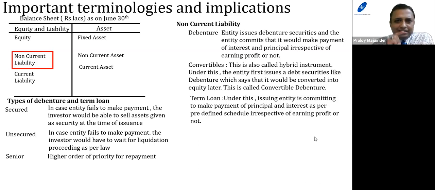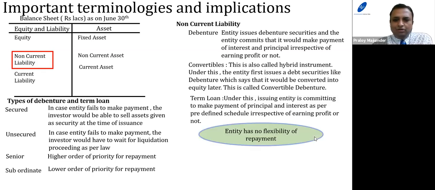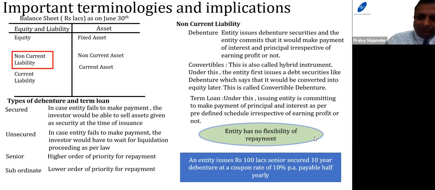Now, if it is subordinate, suppose debenture C is subordinate. If it's a subordinate debenture, it will mention with respect to what security it is subordinate. In that case, it will mention that debenture C is subordinate to A and B. So that means first the commitments of A and B would be paid, and subsequently C would be paid. So that is called subordinate, with the lowest order of payment. The entity has no flexibility of repayment in the case of a debenture.